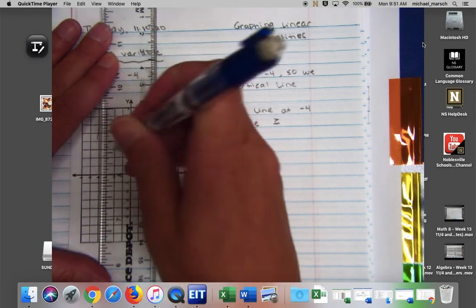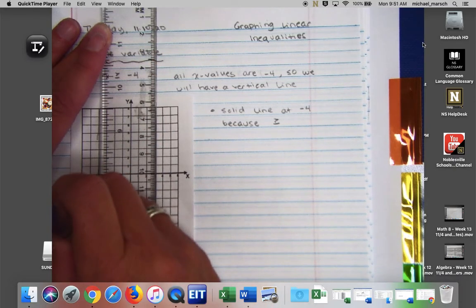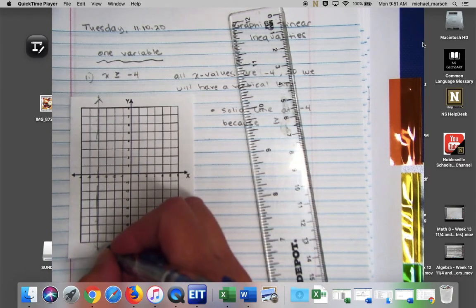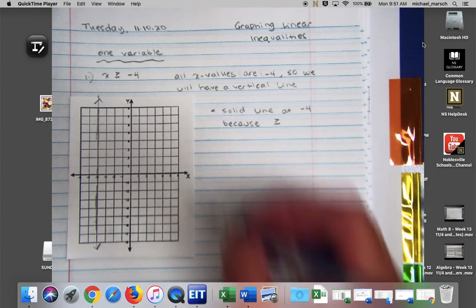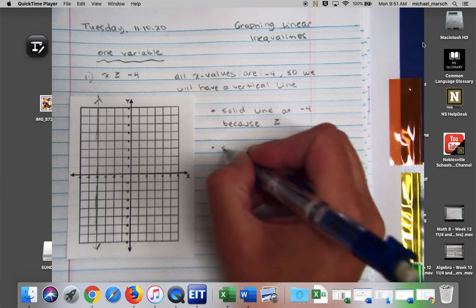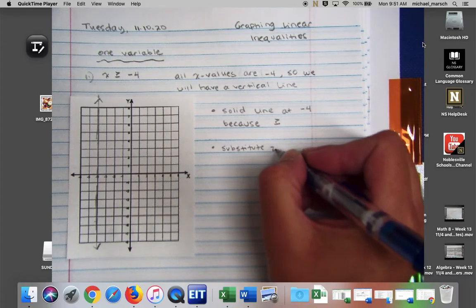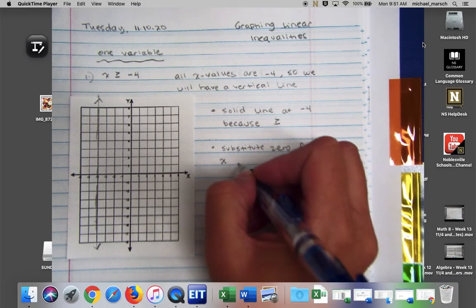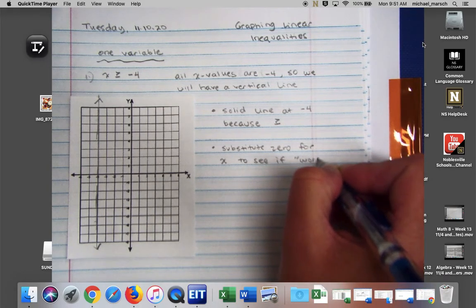And then, of course, I'll show you guys what it looks like if it's not or equal to. So I know this is kind of hard to see on here. There's my line at -4. Okay. And then I'm going to substitute 0 for x to see if it works. So what does that even mean? So go ahead and write it down. Substitute 0 for x to see if it works.